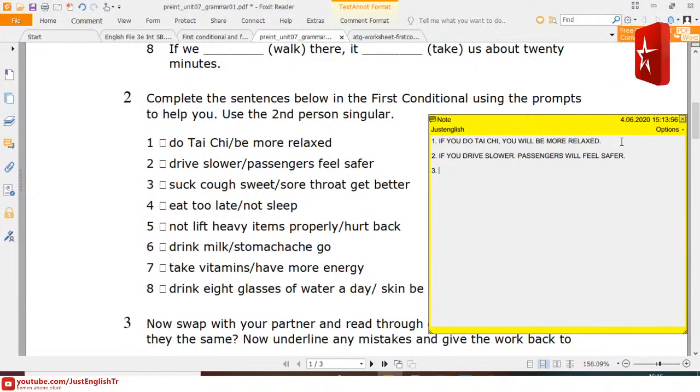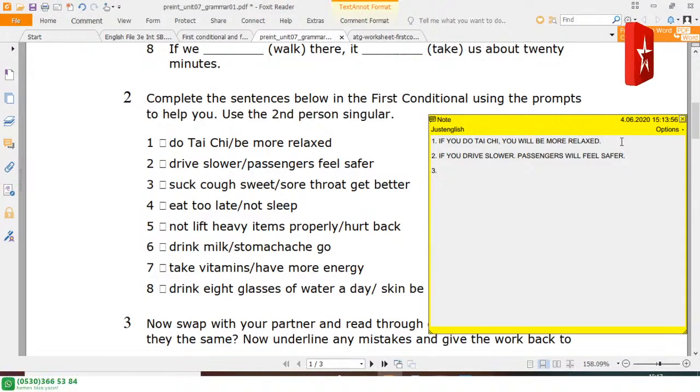Yes, guys, let's continue with number 3. Suck, cough sweet, sore throat, get better. Songül says, I will ask because I was curious about your opinion. Okay, Songül, I am waiting for your question. If you want, you can ask me here right now. Yes, if you drive slower, passengers will feel safer. That is the correct answer for number 2. And let's continue with number 3.